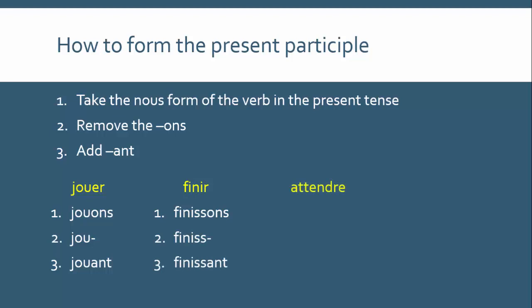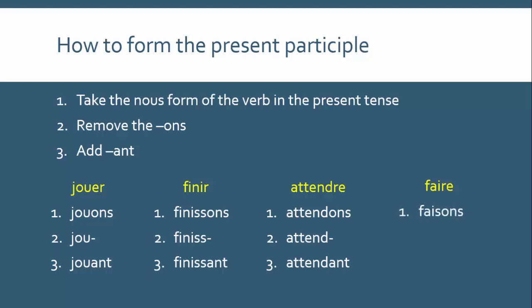Then attendre, meaning to wait. The nous form in the present tense, attendons. Remove the ONS, that gives us attend, and then add ANT, attendant. And the beauty with this method is that it works even for most irregular verbs. So for example, if we take faire, meaning to do or to make, usually that's very, very irregular, but with this method we will get the right answer. So if we take the nous form of faire in the present tense, that's faisons, remove the ONS, that gives us fais, add ANT, you get faisant, which is indeed the present participle of faire.